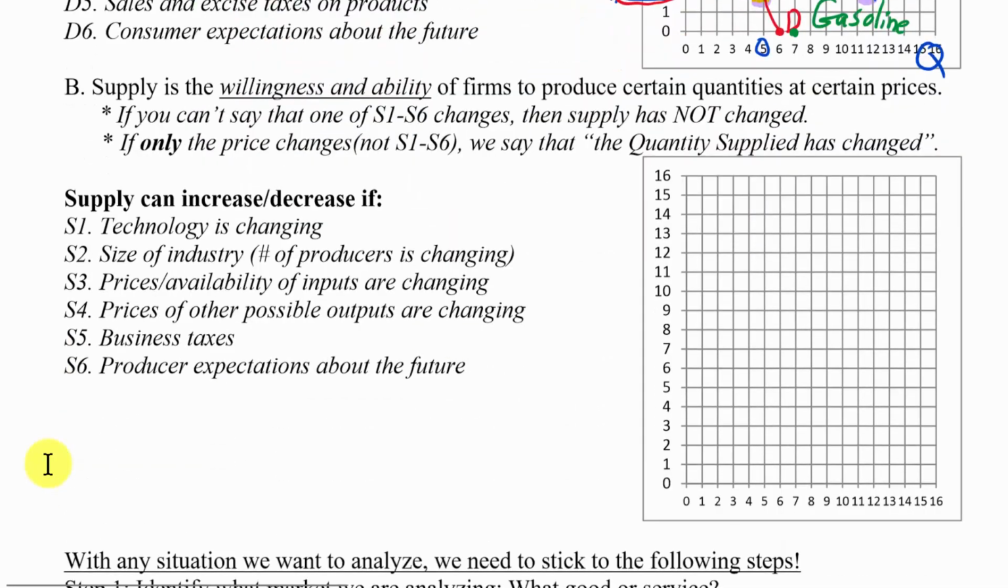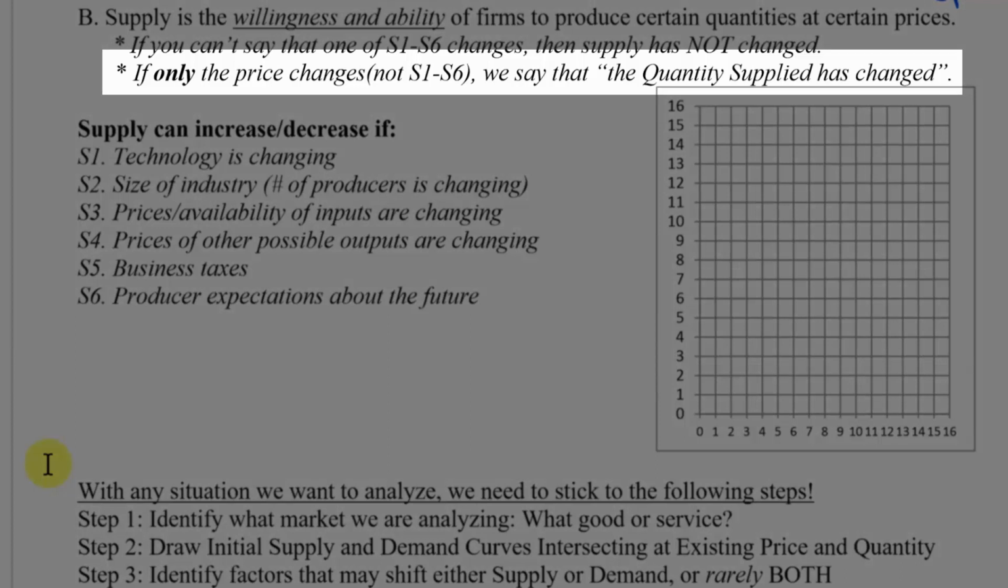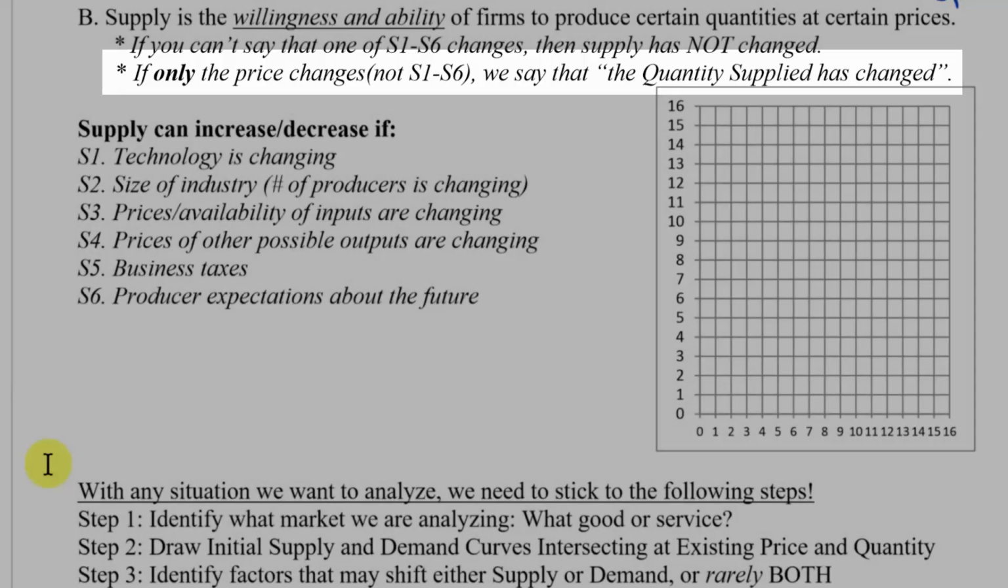All right, with that idea in mind about demand, let's talk about supply. Once you understand demand, supply is fairly simple because we see the same kind of ideas all over again. Whereas demand is the willingness and ability of people to buy different quantities at different prices they might see, supply is the willingness and ability of businesses to produce certain quantities at different prices they might see. And very similarly, if the only thing that's happening is that the price of what they're selling is going up or going down, we don't say that supply has changed. Instead, we say the quantity supplied has changed.